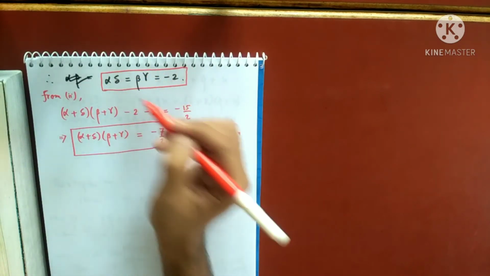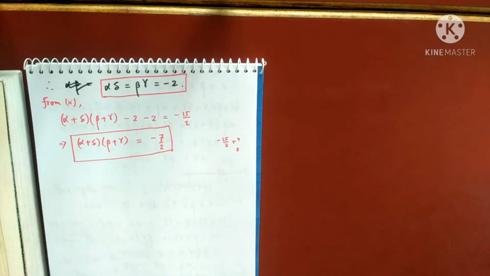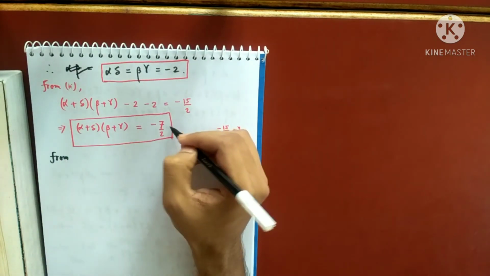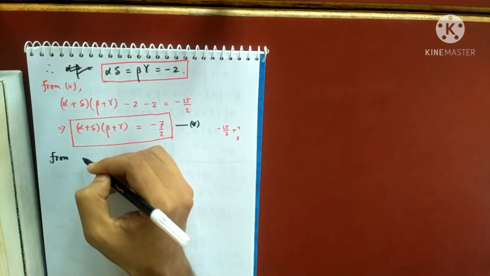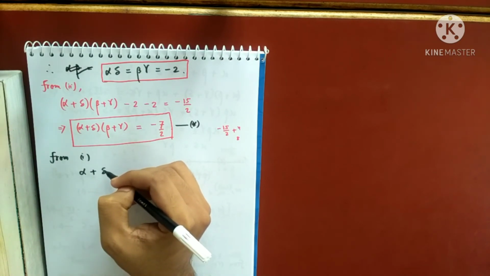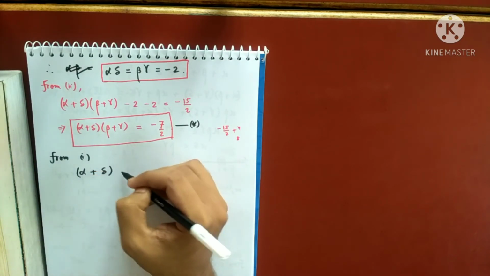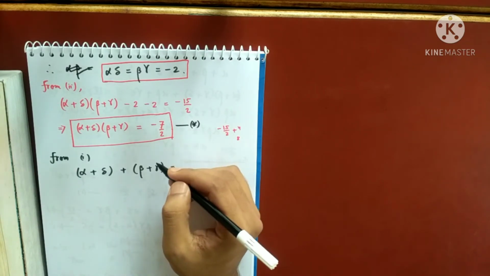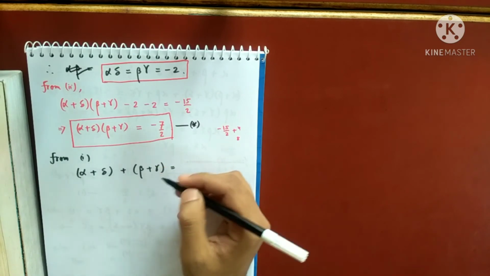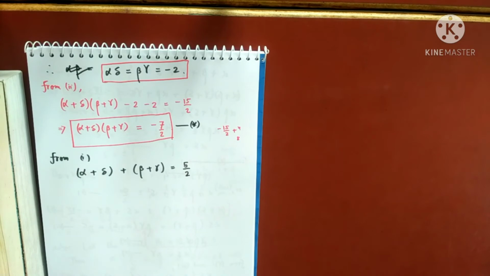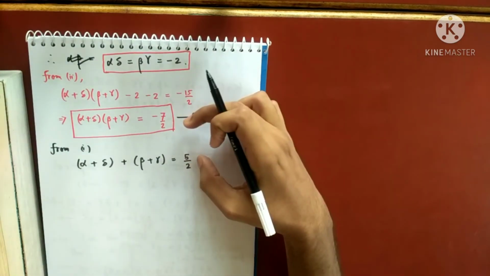So I have this much now. Let's see what else can be done. I have this, I'll call this star, and from 1 I have alpha plus beta plus gamma plus delta. I'll keep alpha delta together: alpha plus delta plus beta plus gamma. I have this to be 5 by 2. This is using 1.